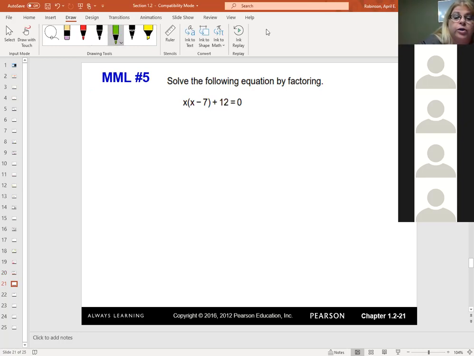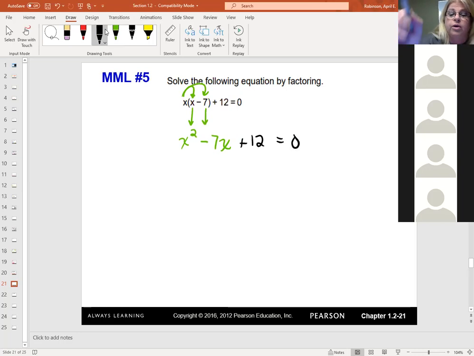I am going to use the distributive property to get rid of parentheses. Distributing is actually greatest common factoring. It's like you're unfactoring. Let's see, x times x is x squared, and x times minus 7 is a minus 7x. That does not look like a very good squared. But then I still have the plus 12 equals 0. And hey, that's one of those trinomials that starts with a 1x squared, so I'm going to unfoil this.